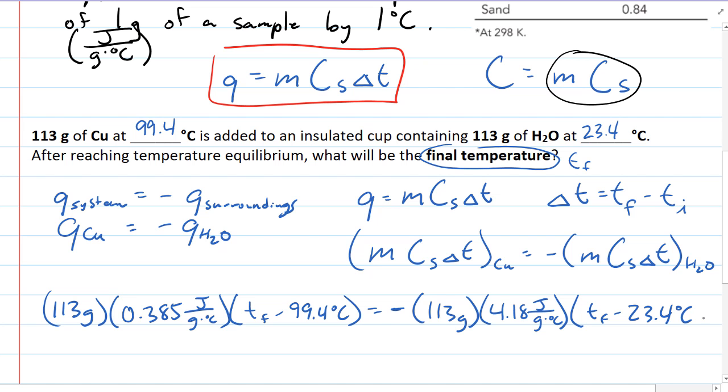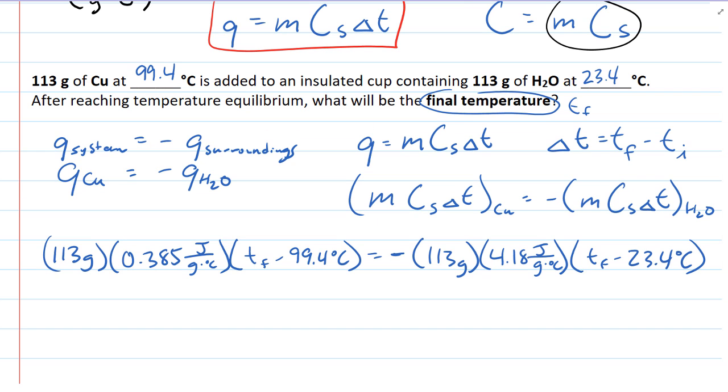23.4 degrees Celsius. Now, I don't know about you, but for me, when I start looking at all these units in here, I don't like to deal with that in mathematics. So what I'm using units for at this point is just to remind me, what are the units going to be on T sub F once we calculate it? Degrees Celsius, exactly.